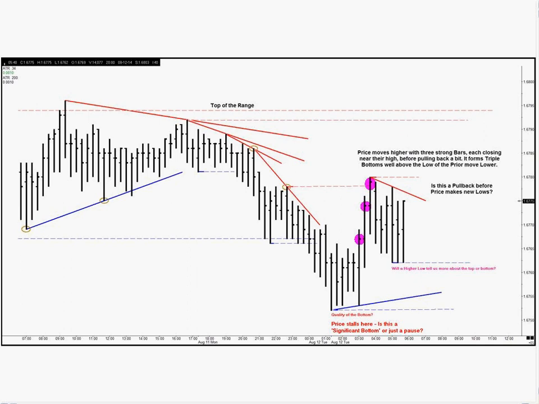Now we pull back a bit. It forms triple bottoms well above the low of the prior move lower. So what we want to know is, will this higher low tell us more about the top or the bottom? Now we can put in a minor slope line if we want.